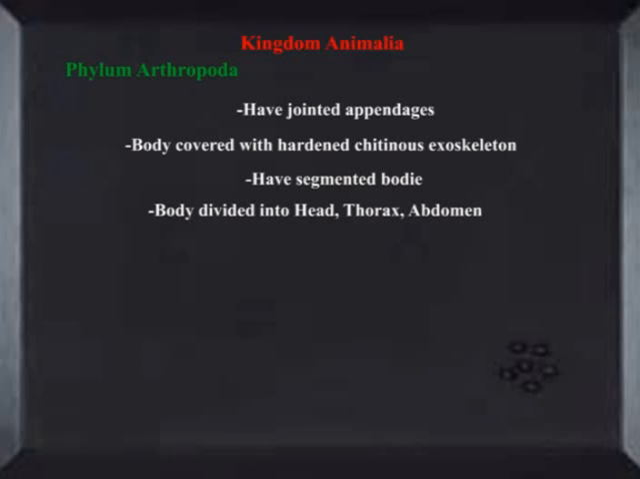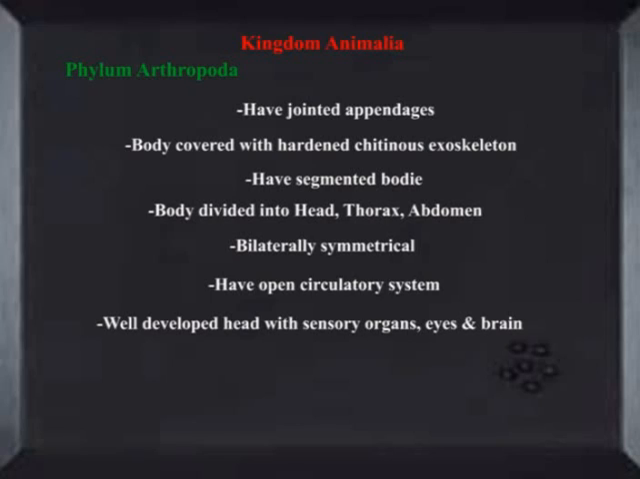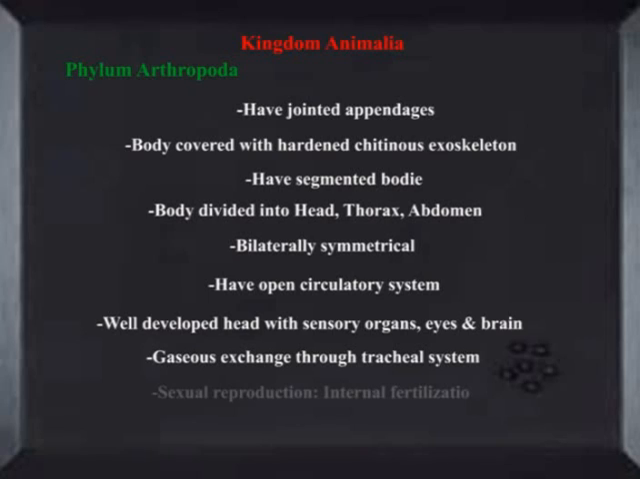Members of the phylum Arthropoda are bilaterally symmetrical. They have an open circulatory system where the blood flows into open cavities like the hemocoel. They have a tubular dorsal heart. The head is well developed, having eyes, sensory structures, and a fairly well developed brain. Gaseous exchange in arthropods is through the tracheal system, which opens through spiracles to the outside. Some aquatic forms use gills for gaseous exchange. Reproduction in arthropods is mainly sexual with internal fertilization. The sexes are separate.